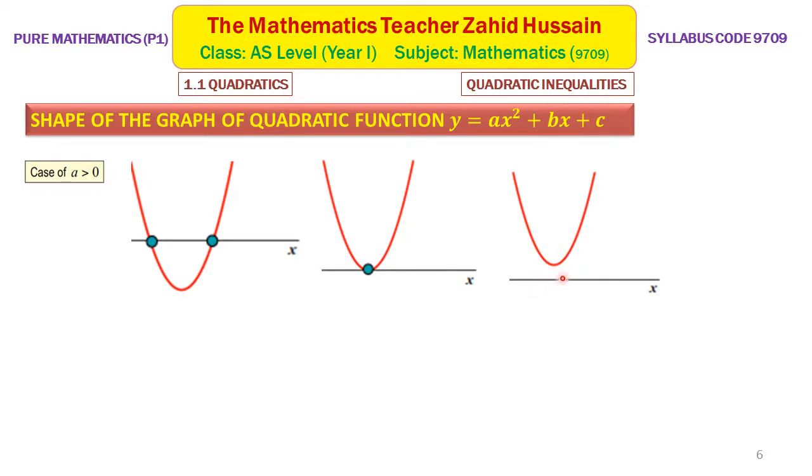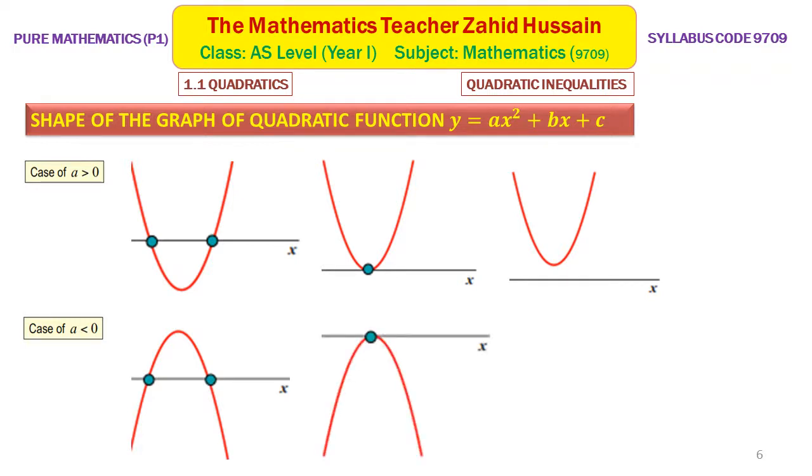This will be the case when there will be no real solution. And if a is negative, then the graph will have these 3 shapes, but in this case the parabola will open down, you know it, and it will cut the x-axis at 2 points or at only 1 point, or it will not cut the x-axis at any point. So these may be the cases.